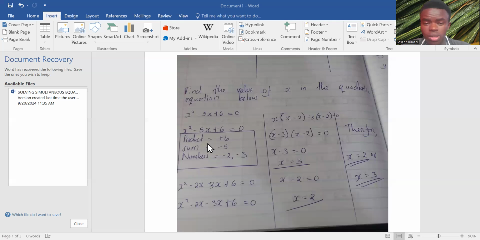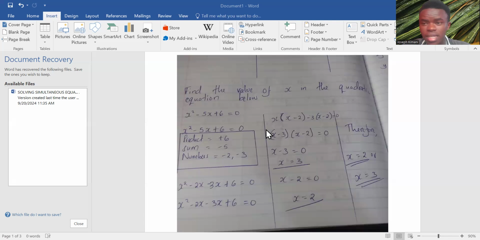I'll use these two in such a way that I have to find numbers which, when I multiply, will give me +6, but when I add them, will give me -5. So that's basically about it. You have to find numbers which, when you multiply them, give you the product, which is +6. And when I add them, it will give me -5.